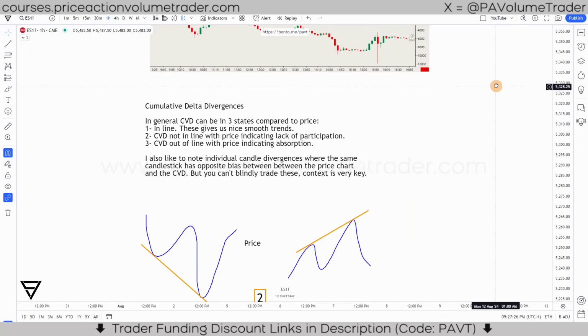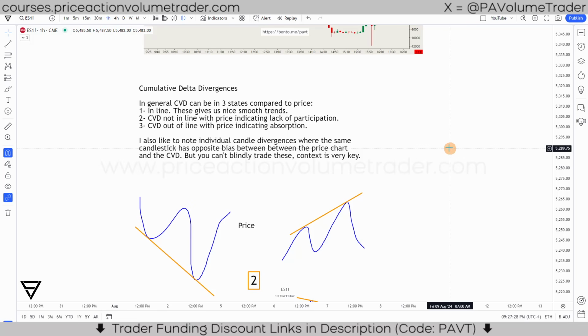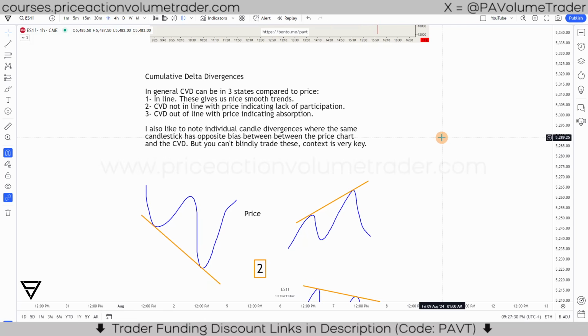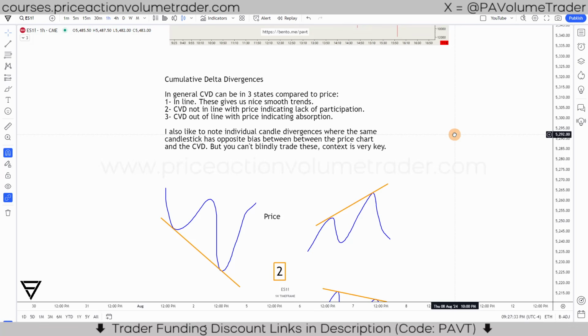So cumulative delta divergences. This is one of the main things that I use when you're using this tool for your analysis. So in general, CVD can be in 3 states compared to price. It can be in line. This gives us nice, smooth trends.